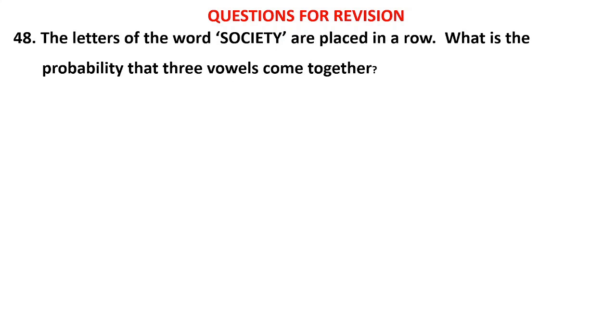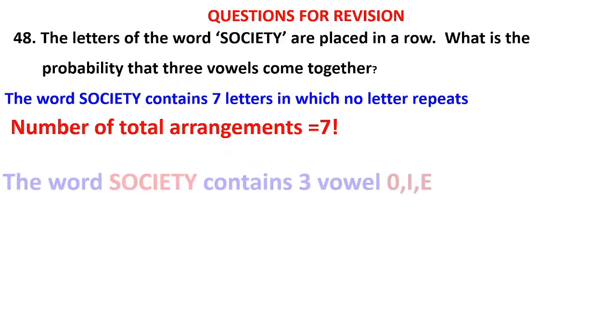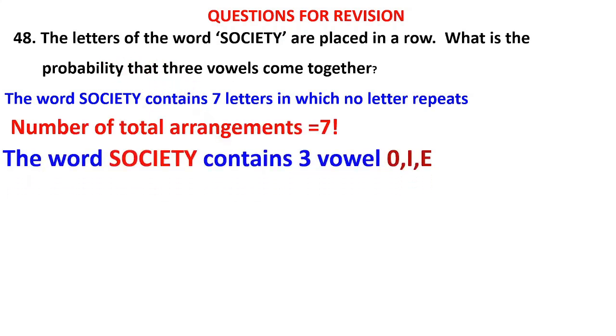We have to do this problem using permutation. We have to find the total cases by simply taking society, and find the favorable cases with the 3 vowels together, and divide. Let us start with the total cases. Society contains 7 letters with no letters repeated. Therefore it will be 7 factorial. Let us keep it ready. This is the total arrangements, which is the total cases.